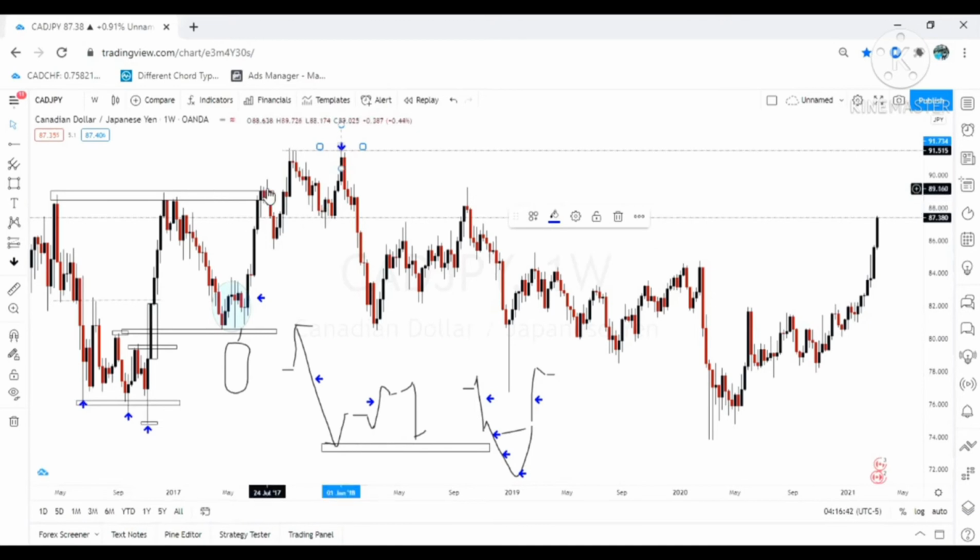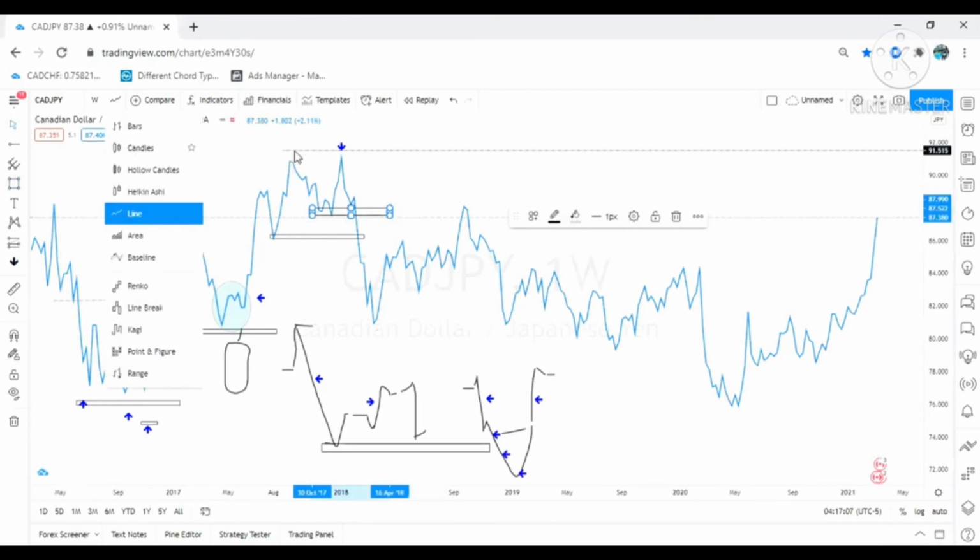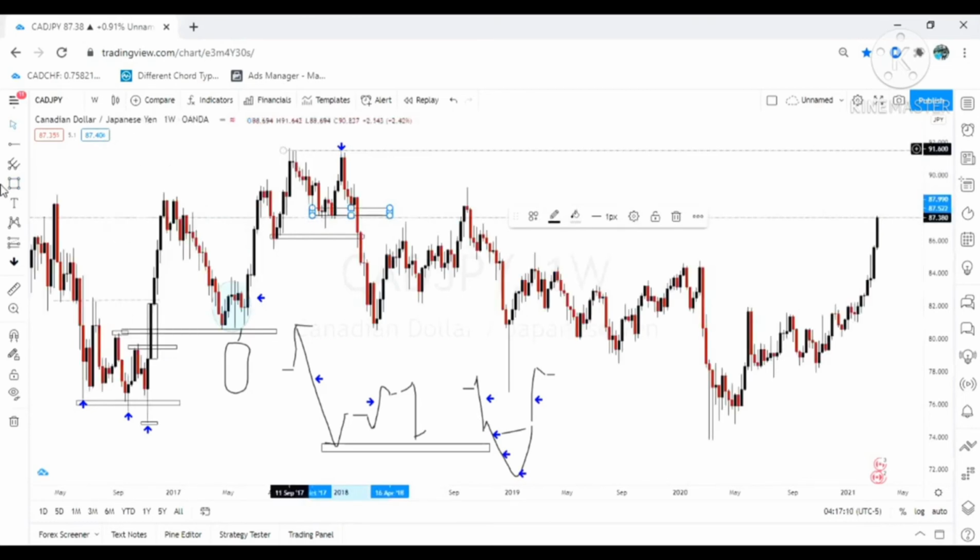And now you have this point and this point. You failed to break this high, right? And you're coming back to this low. You eventually break this low, right? We're not convinced that we are reversing. And then you break this low.